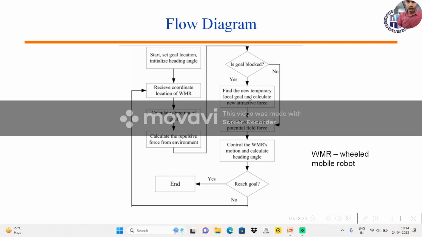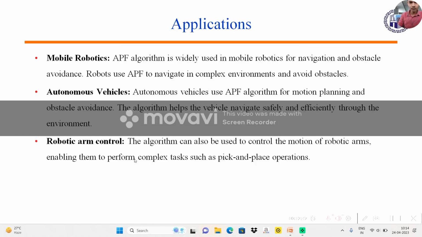The goal may be blocked, or a local minimum problem may arise. If no, then combine the total potential field force, control the WMR motion, and calculate the heading angle. Is the goal reached? If yes, then stop. If no, then start again from receiving the coordinate location of the wheeled mobile robot, and this process continues until the goal state is reached.